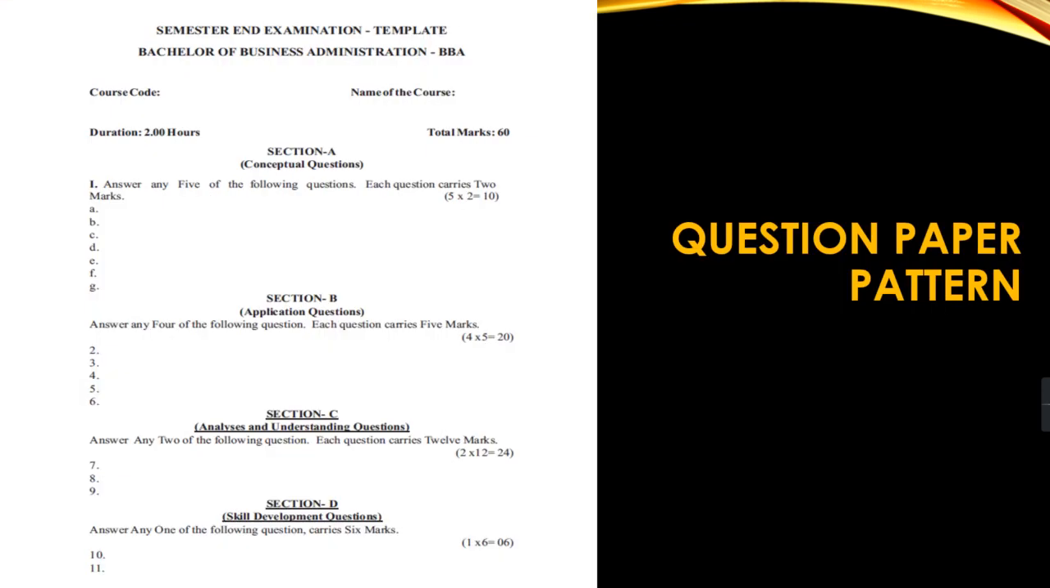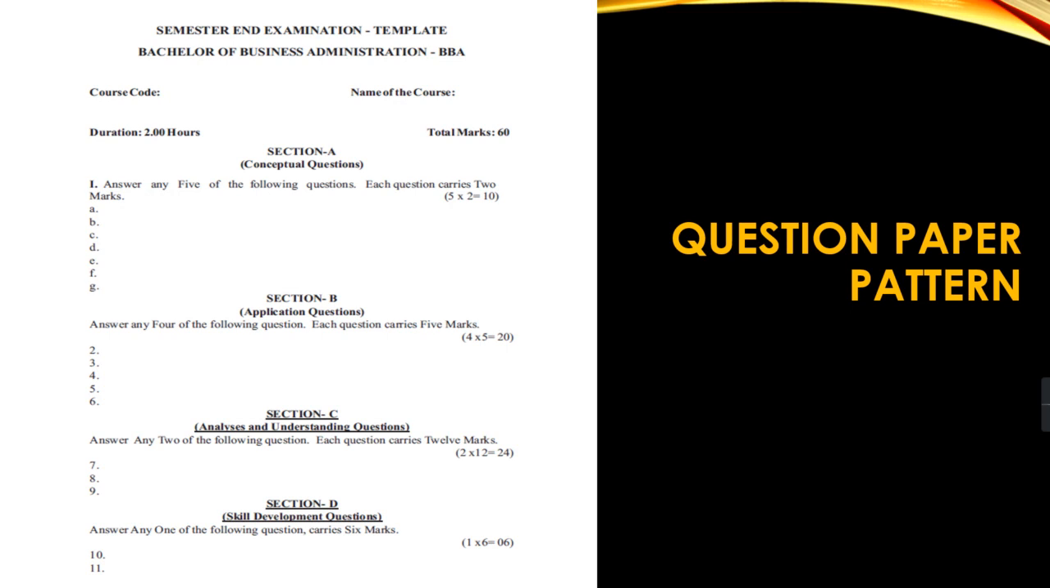Here you can see the question paper pattern, or a template, for your semester end examination. The duration of the question paper is 2 hours and it is for 60 marks. It has been segregated into 4 sections. Section A has around 7 questions, out of which you have to attempt any 5. Each question carries 2 marks, totaling 10.